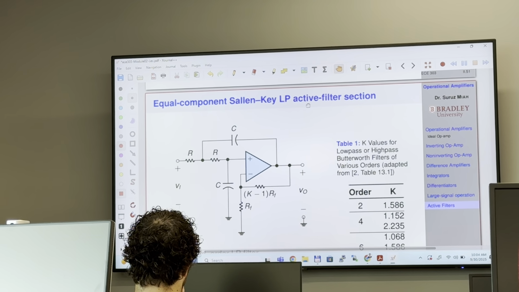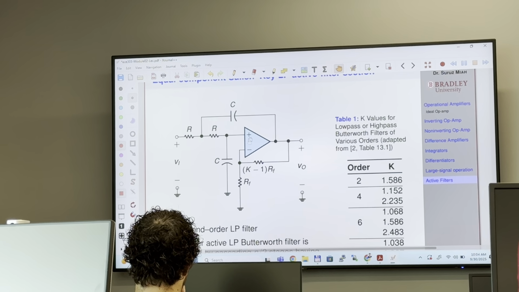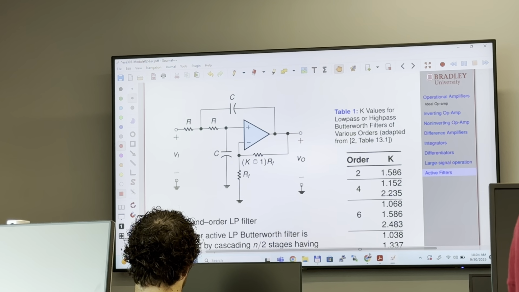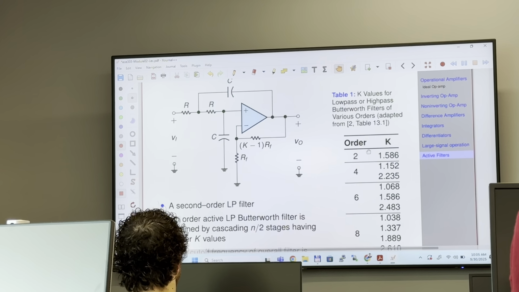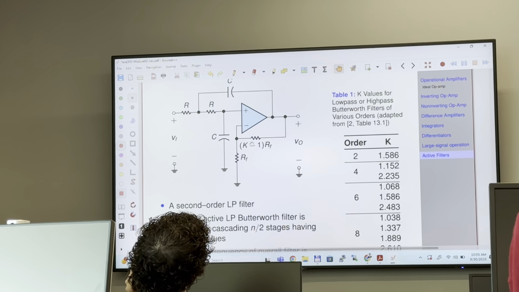Now, the equal component Sallen-Key low pass active filter. We already know what this one is. This is an op-amp, and we are applying input to the non-inverting input. Here we have a second order active low pass filter. We have a feedback resistor network. We have this gain, and experimentally it is designed. I took this from another book. How much is the value of K?